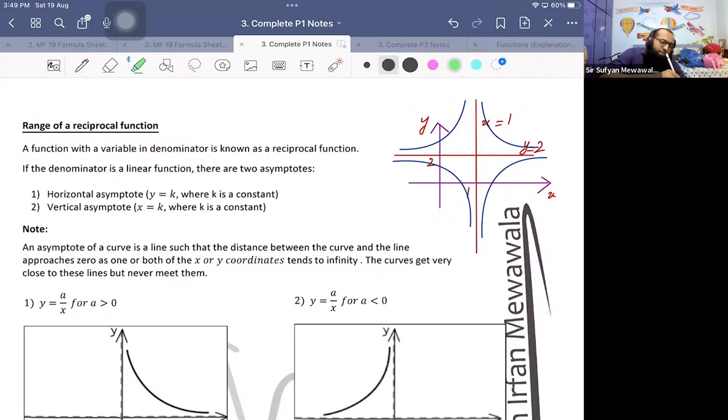If the denominator is a linear function, there are two asymptotes, and if there are two asymptotes, then this means there are two separate parts of the curve. Two separate parts. The curve is made in two separate parts.